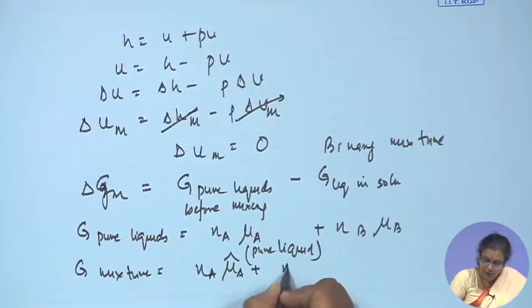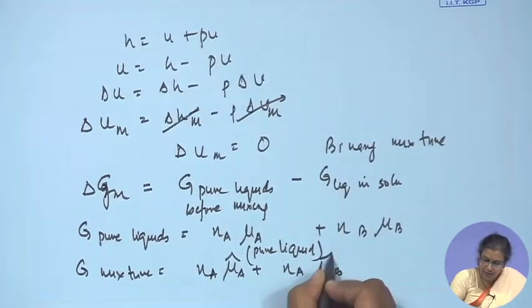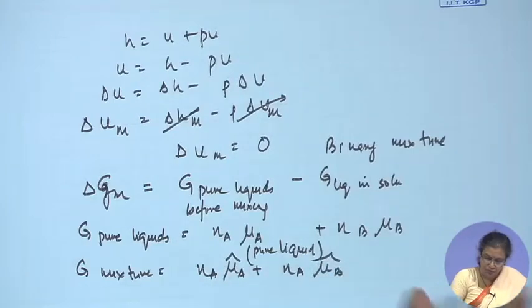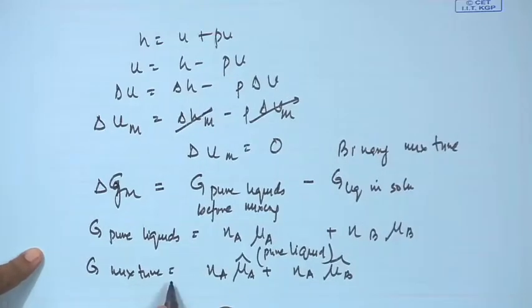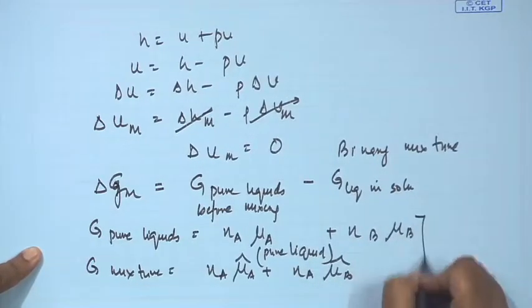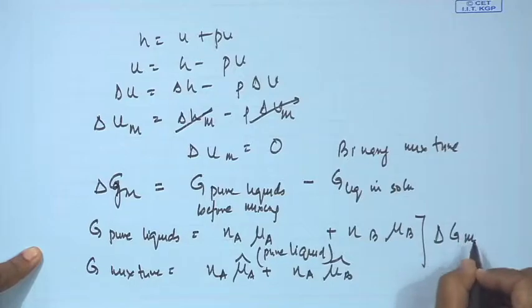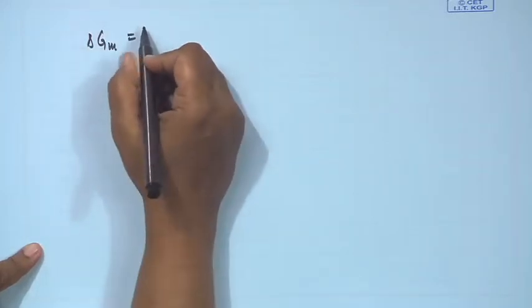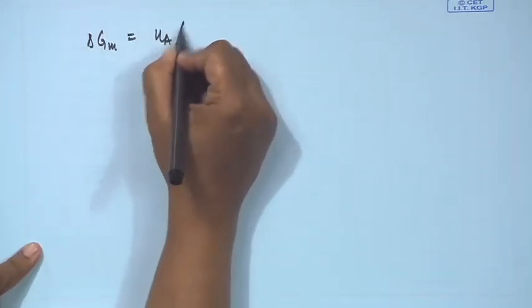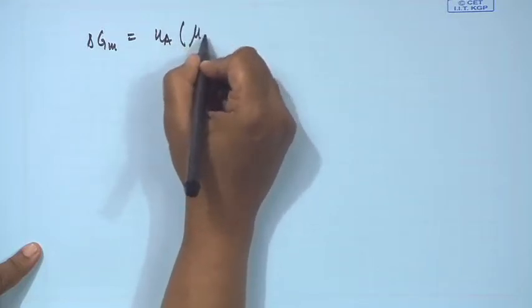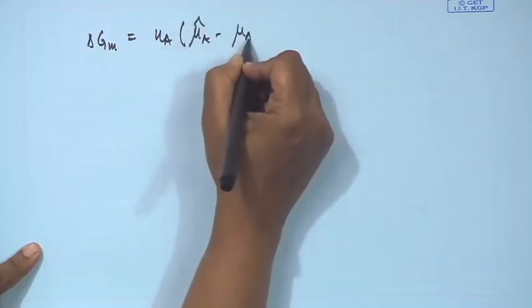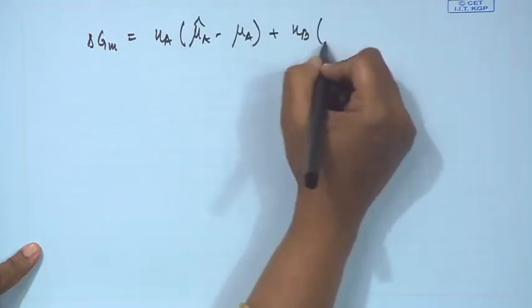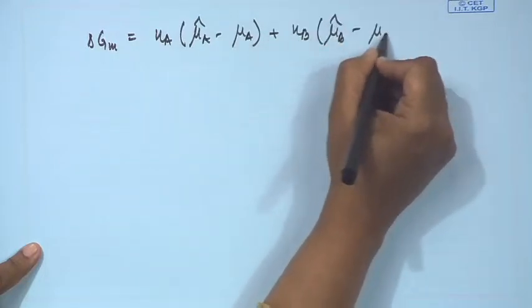Again I would like to remind you that mu also has the same property as fugacity, so they are also shown by a cap here. Since I have written down G pure liquids and G mixture, I should be in a position to find delta G mixture. Just subtracting, what is delta G mixture in this case, you tell me. This is nothing but equal to Na times mu A bar minus mu A plus Nb times mu B bar minus mu B.